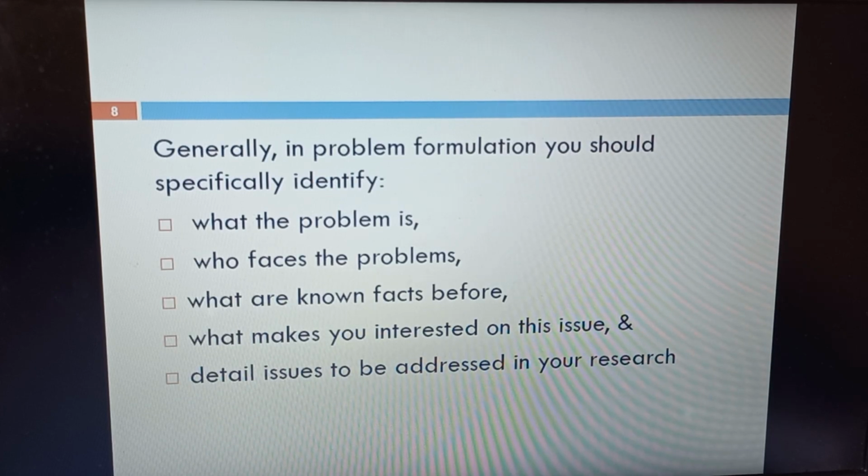After all, in problem formulation or problem definition, you should specifically identify or state what the problem is, who faces the problem, what the known facts before about this problem are, what makes you interested in this issue, and detailed issues to be addressed in your research. After conducting the research, these issues will be addressed in this study.